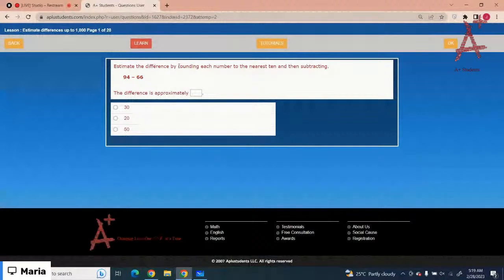Estimate the difference by rounding each number to the nearest 10 and then subtract. So you have to do the same thing. First you have to round off the numbers and then you have to subtract. Got it? Okay, the first one is 94 minus 66.